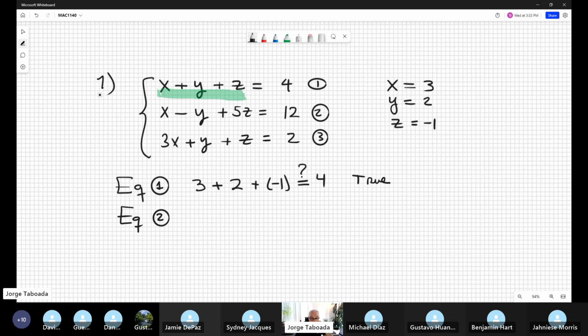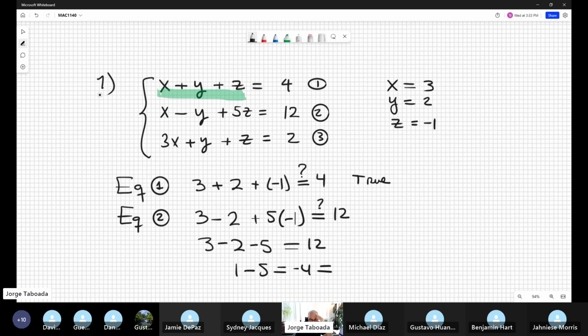To be a solution it must be true in every equation. So 3 again, minus 2, plus 5 times -1. Should be 12. Wow, so 3 minus 2 is 1 minus 5. And this is -4, I guess, or no, equal 12. Okay, this is 3 minus 2 is 1. And 1 minus 5 is -4. And -4, of course, is not equal 12. It's a completely false statement. That means that this is no solution. No solution.